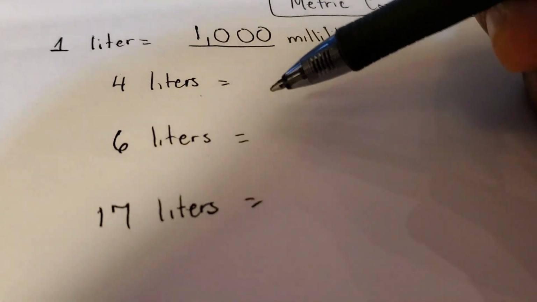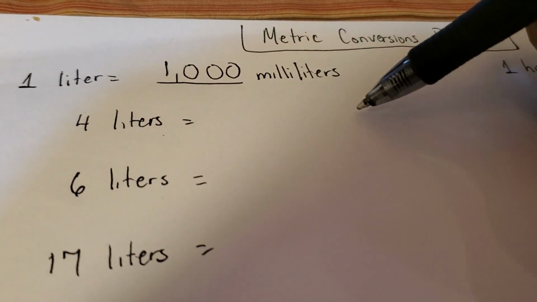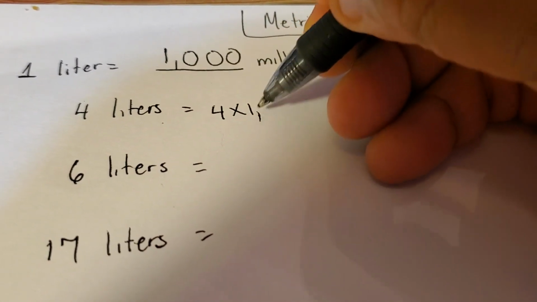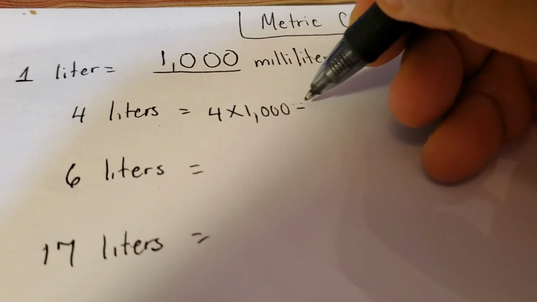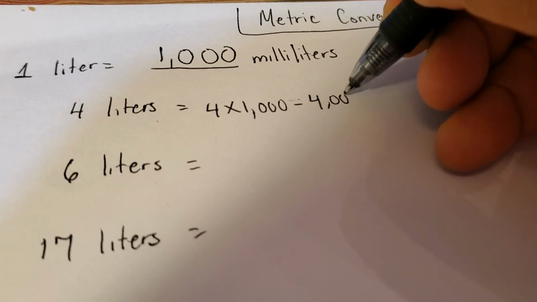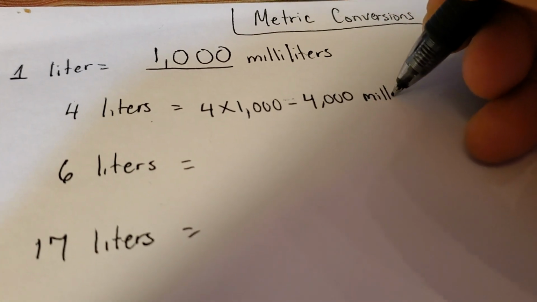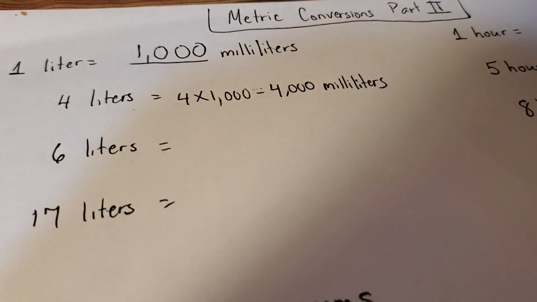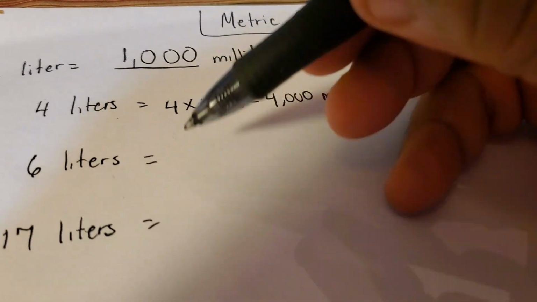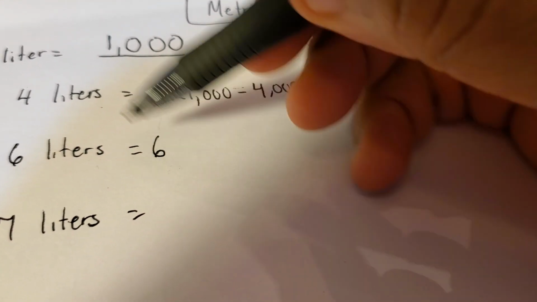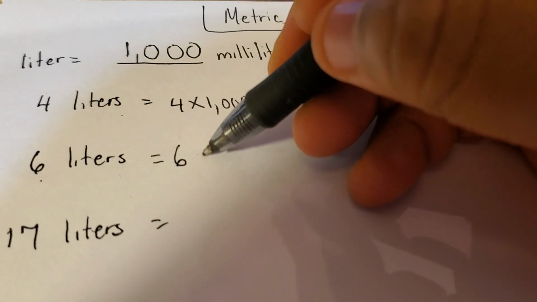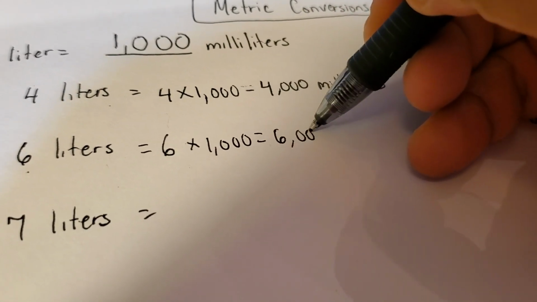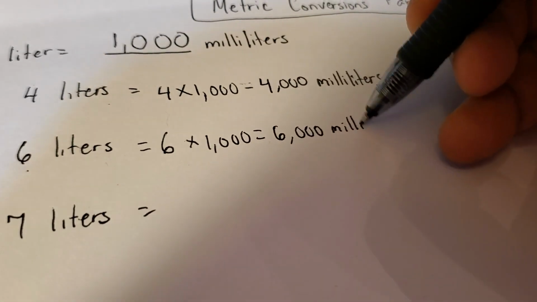So if I have 4 liters, to find out how many milliliters that is, I would multiply 4 times 1,000. And that would give me 4,000 milliliters. Okay, what about 6 liters? Well, I would use the same strategy. I would use 6 from right here times 1,000. And that would get me to 6,000 milliliters.